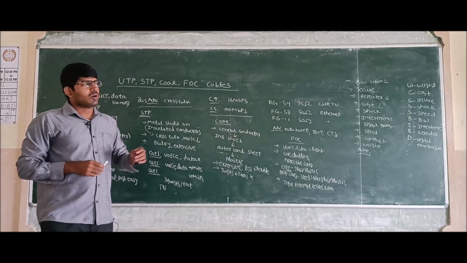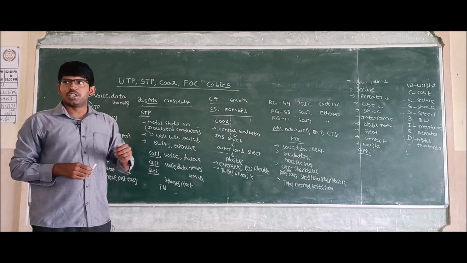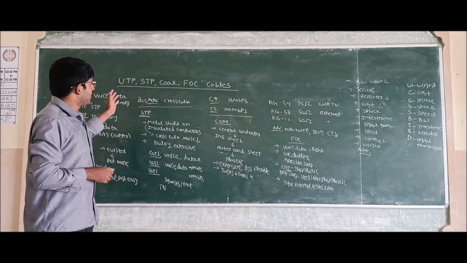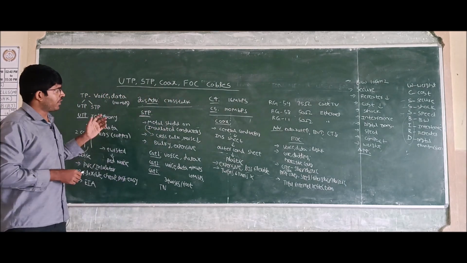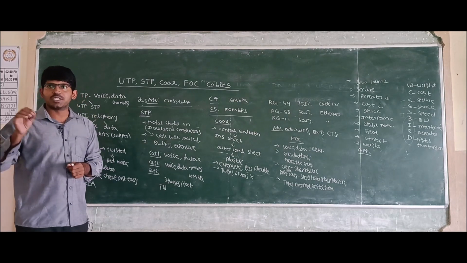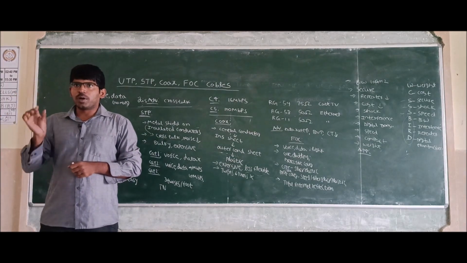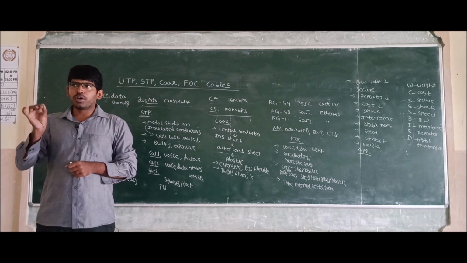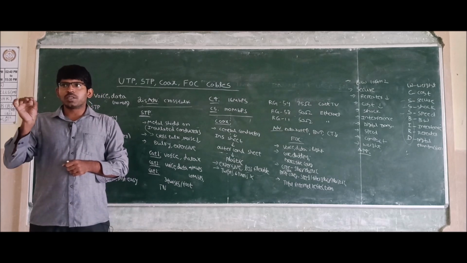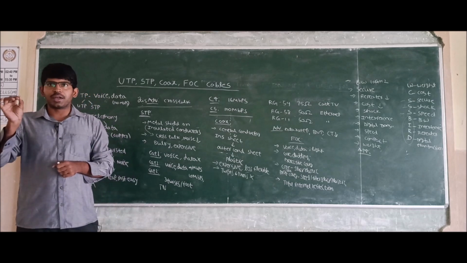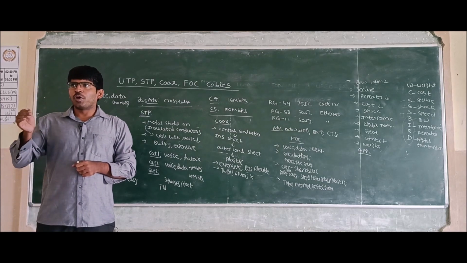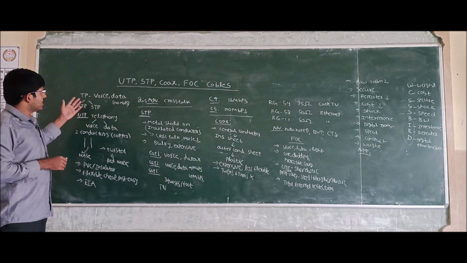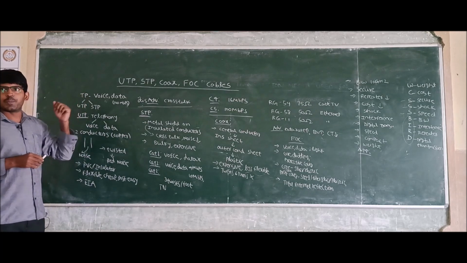Now we are discussing physical transmission media: UTP, STP, coax and fiber optic cables. We have already discussed the physical transmission media. Now, particularly, we are discussing wired transmission. We are not bothering about wireless transmission like radio waves or infrared waves. Here we are discussing the wired media. In this we are discussing twisted pair.